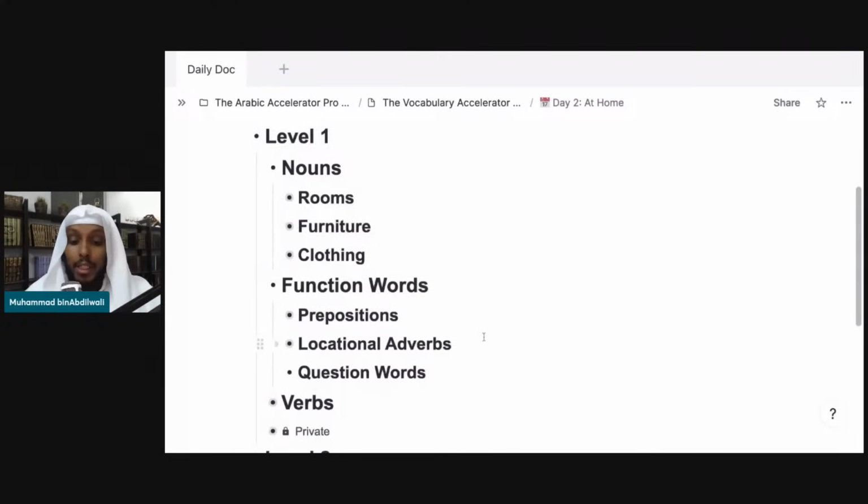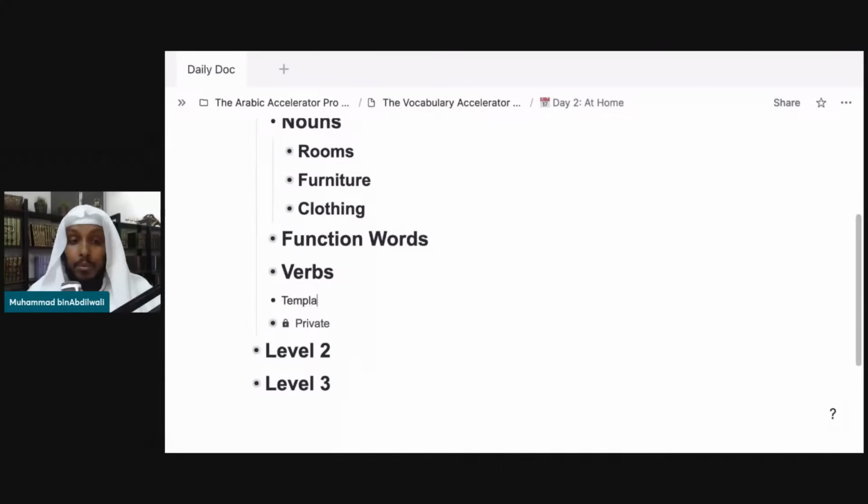Last time we did men, who. Now we're doing aina. That's the main question word. Aina, where. Okay, so put these things together, the rooms and the furniture and the clothing and these function words, and you'll be able to create some beautiful sentences, inshallah. And at the end, I'm going to show you some of the template sentences that you can create, inshallah. I will do that towards the end. Okay.